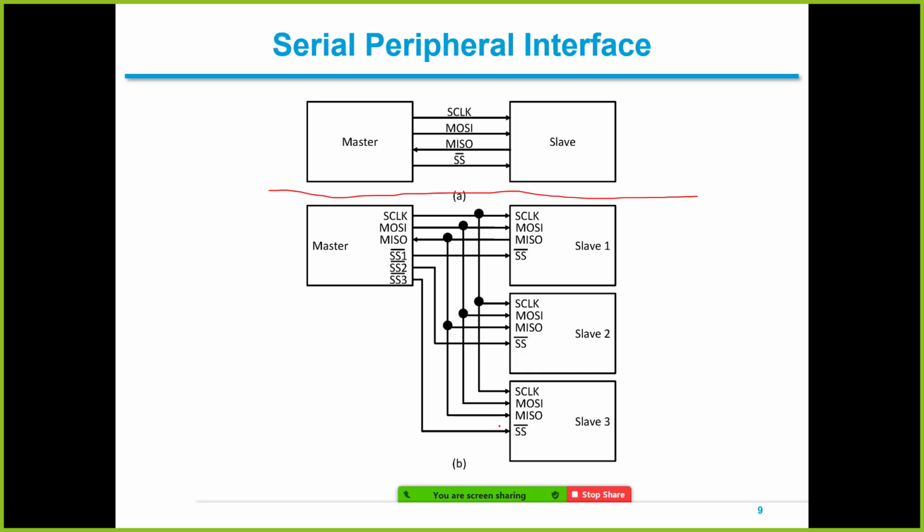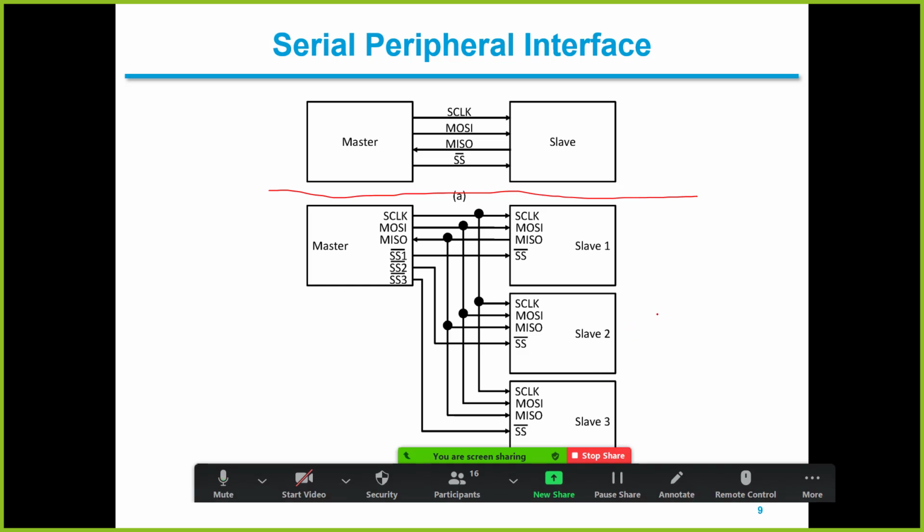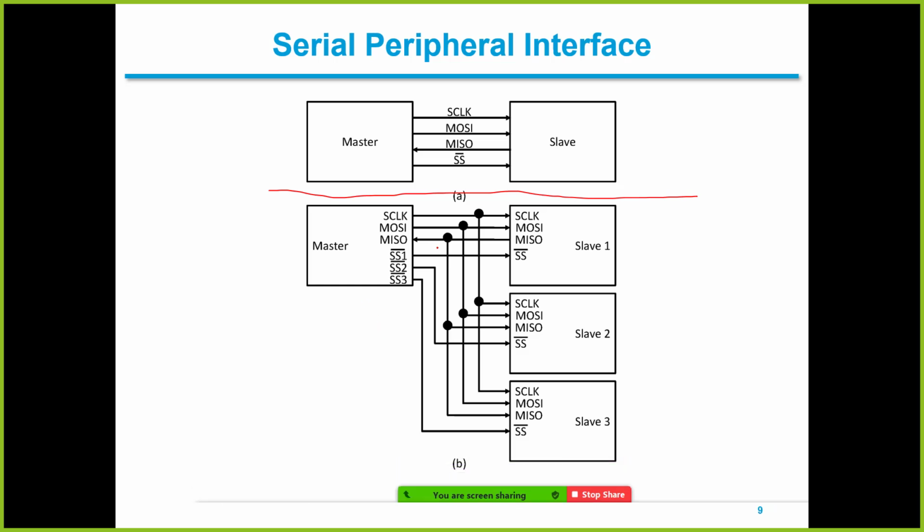The other architecture is more complicated. For 1 master unit, we have multiple slave units. So in this example, for 1 master unit, we have 3 slave units here. Actually, we can have more slaves for this kind of architecture. We can have more. And you can see the connections.